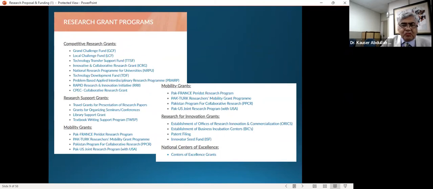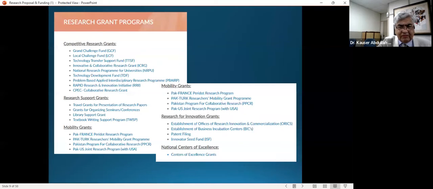Okay, and then in addition to that, we have a research support grant, in the form of the Revel grants for organizing seminars, library support grant, and textbook writing support grant. You know, HEC is trying to do everything to facilitate and help expand the research infrastructure of the country.